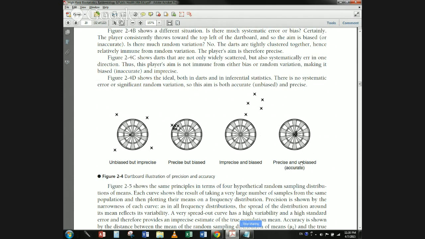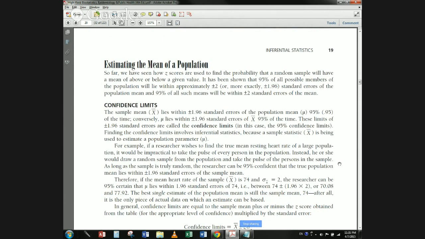Figure 2.4d shows the ideal both in darts and in inferential statistics. There is no systematic error or significant random variation, so this aim is accurate, unbiased, and precise.